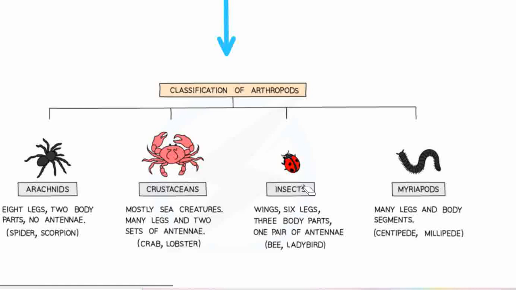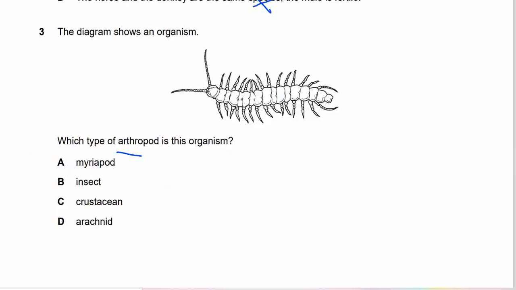Next is insects. It has 6 legs. So things to remember: insects 6 legs, arachnids 8 legs, crustacean many legs, and myriapods have many legs, and also body segments. So let's get back to the question. Examples of myriapod are centipede and millipede. So it's clear in here, it has many legs and body segments, so the answer for this will be myriapod.